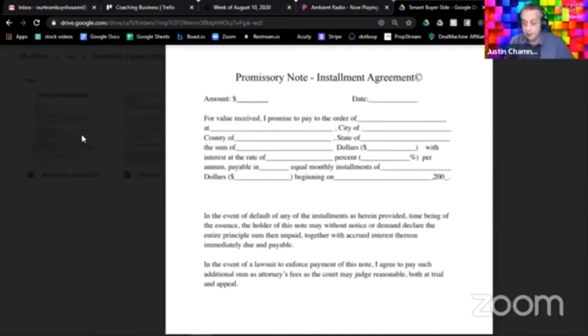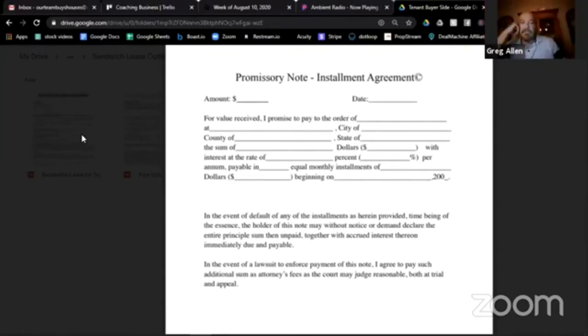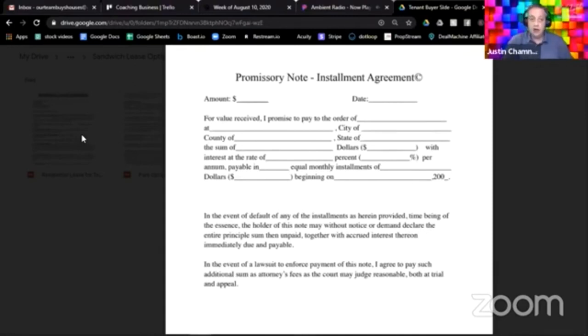This is a promissory note. Does anybody remember why we were talking about sometimes needing a promissory note? Anybody want to volunteer that? Let's talk about promissory notes. Why would I need one? The tenant buyer doesn't have all the money up front, but he's paying to you. Yeah, Casey doesn't have all of the option fee up front. He has half, and I agree to let him make payments to me for the other half.